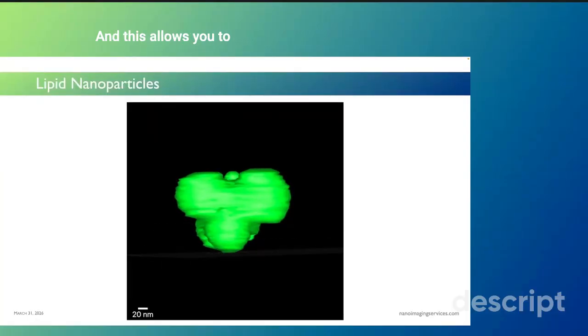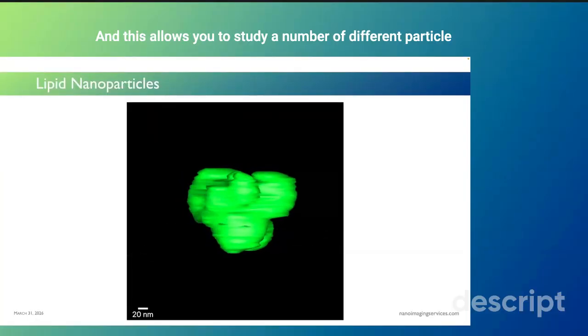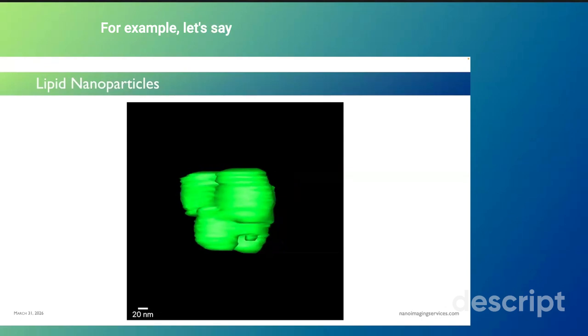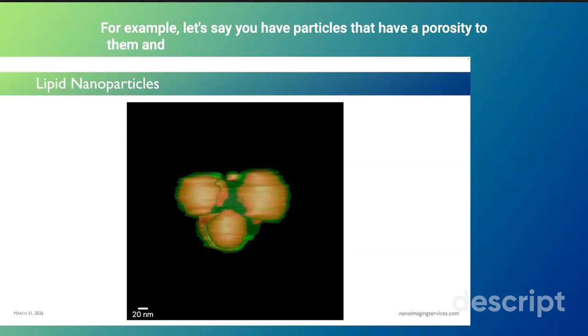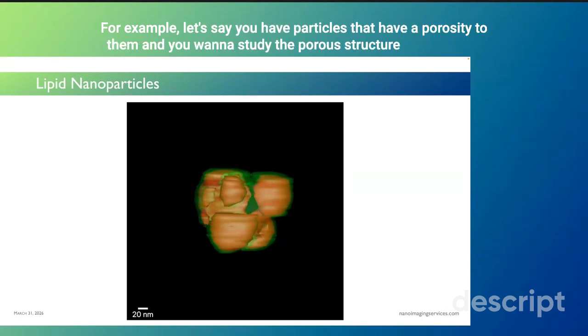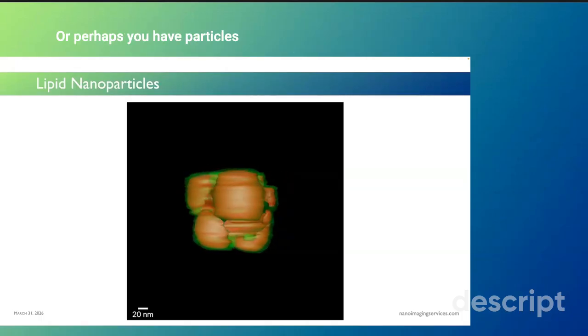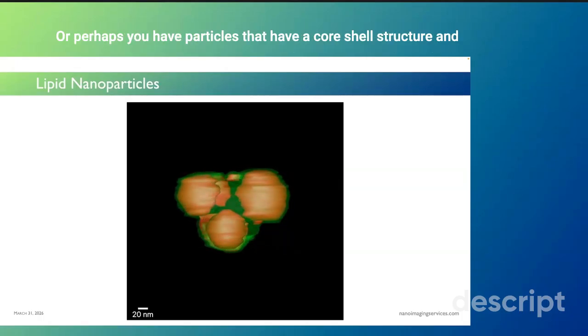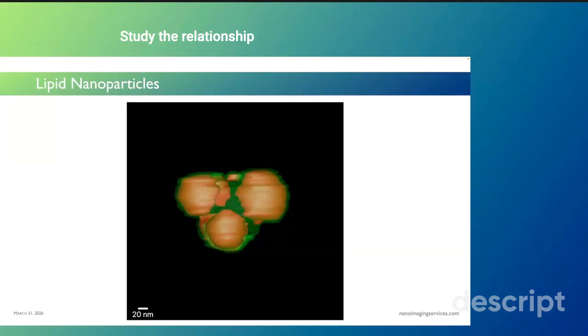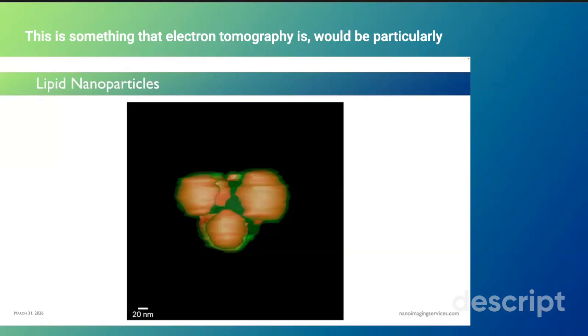And this allows you to study a number of different particle types. For example, let's say you have particles that have a porosity to them and you want to study the porous structure of a particle. Or perhaps you have particles that have a core shell structure and you want to study the relationship between these internal structures. This is something that electron tomography would be particularly powerful for doing.